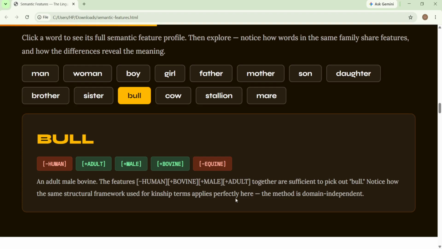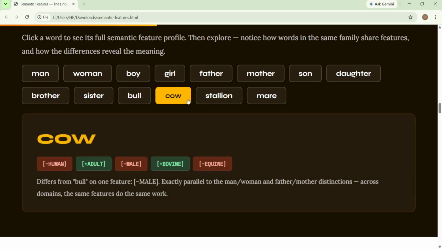Notice how the structural framework of the kinship terms applies here. The matter is domain independent. So here is bovine, because bovine means relating to the cattle family. So it's not equine, which means belonging to the horse family.